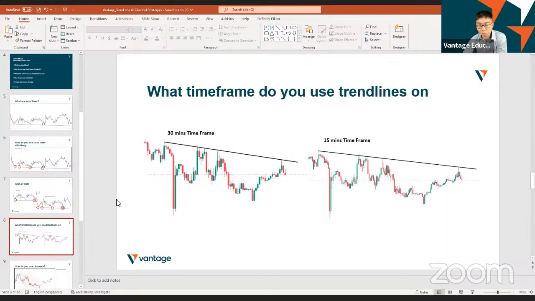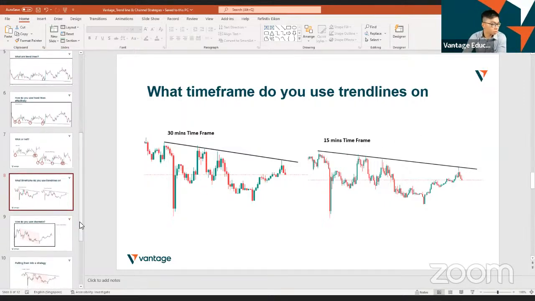So what time frame do we use the trend line on? When we are using trend lines, we usually use top-down analysis. Top-down analysis is we find a large trend on the larger 1 hour, 4 hours, daily, or even a weekly or monthly trend line. The trend lines are very, very powerful on the 4 hours, daily, weekly, and monthly. So if there's a breakout, you do expect price to continue upwards or downwards.